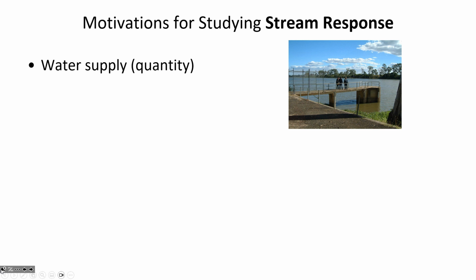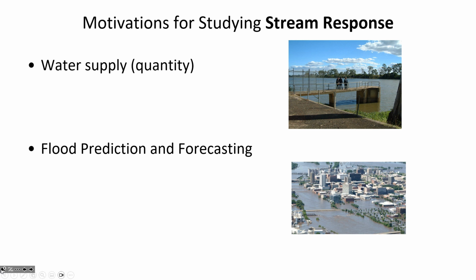All right. Now, stream response is important to understand because it affects almost every aspect of our use of the water. Think about the ways that we use water and also the ways in which water can be not a resource but be a nuisance. The linkage between rainfall patterns and watershed response influences every aspect of that. And so one of the important ways that water is a resource is for drinking purposes. And so the availability and the quantity of water that's available is dictated by the response between rainfall and runoff response. Another aspect of that is flood prediction.